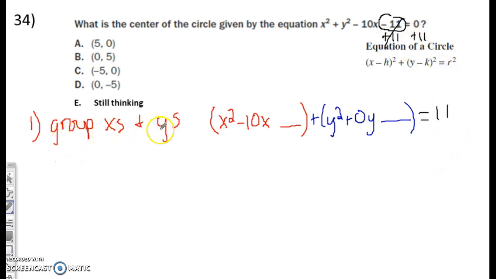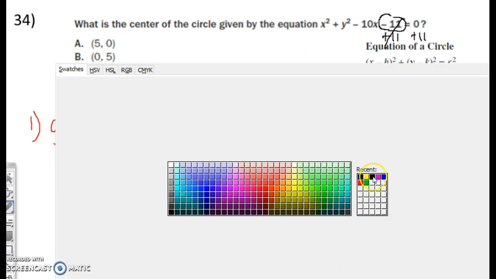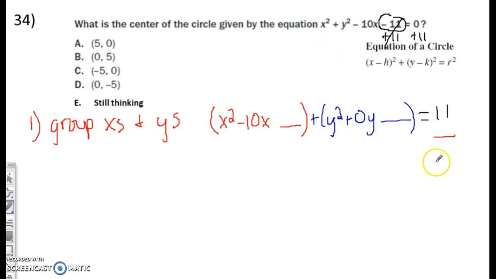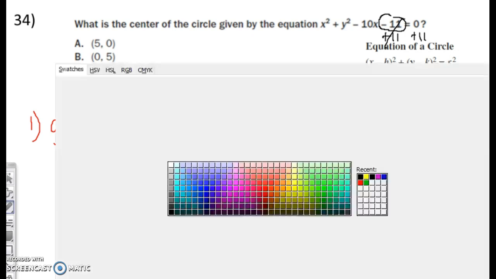Okay, so we grouped our x's and y's, and we left a blank on this side for the red and the blue. But whatever we do to one side of the equation, we have to do to the other. So I'm going to go ahead and color code blanks on that side as well. Because I'm going to fill in a number here to complete this perfect square trinomial, and I'm going to fill in a number here. But if I add it to this side of the equation, obviously I have to add it to this side as well.